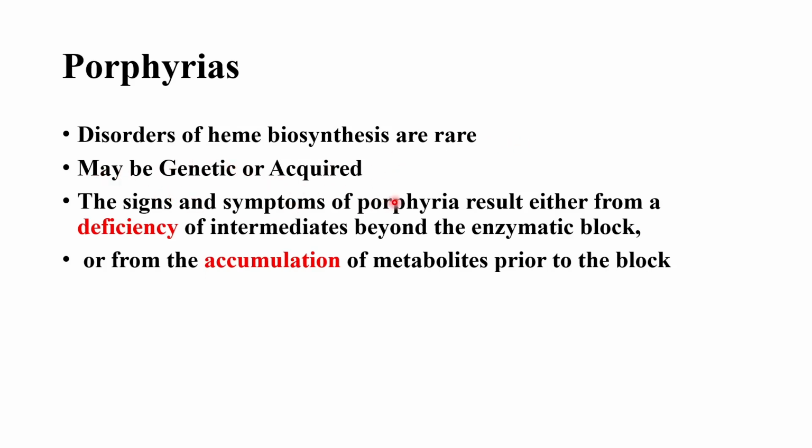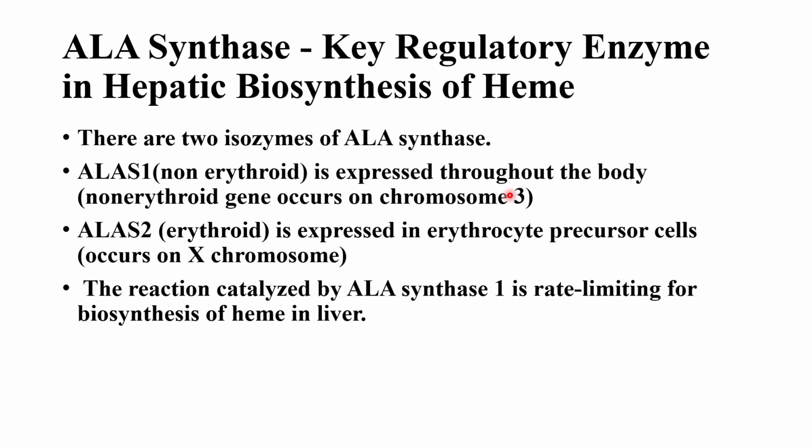The signs and symptoms of porphyria result either from a deficiency of intermediates beyond the enzymatic block or from the accumulation of metabolites prior to the block. So now coming to the very first enzyme, that is also the rate limiting enzyme, the ALA synthase. This is the key regulatory enzyme in the hepatic biosynthesis of heme. So you should know that there are two isoenzymes of ALA synthase.